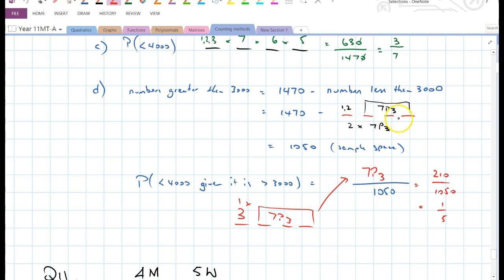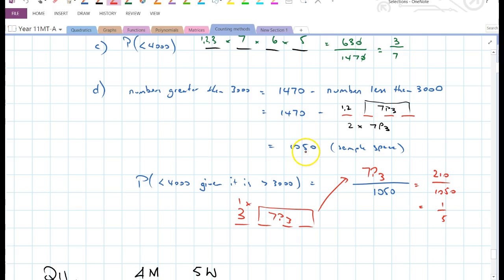Here's our 4 available slots. Now our numbers have to start with 1 or 2. For them to be less than 3,000, it can't start with 0. So 1 or 2, so there's 2 options for slot 1, and then in these 3 slots we've got 7 digits, and we need to choose 3 of them, so there'll be 7P3 permutations of those. 2 times 7P3 gives us the number of numbers less than 3,000.